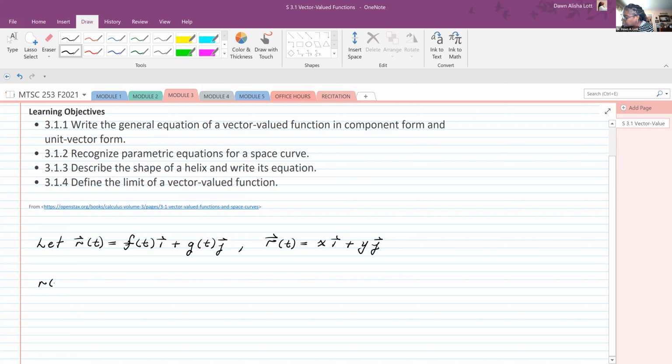So r of t is a vector valued function that determines the position of a point.